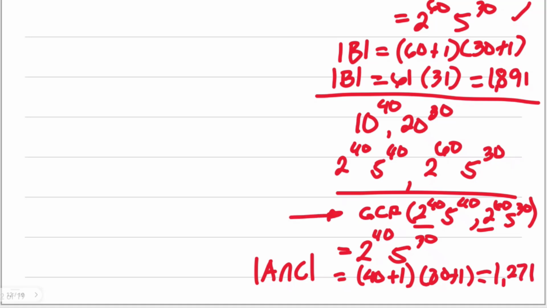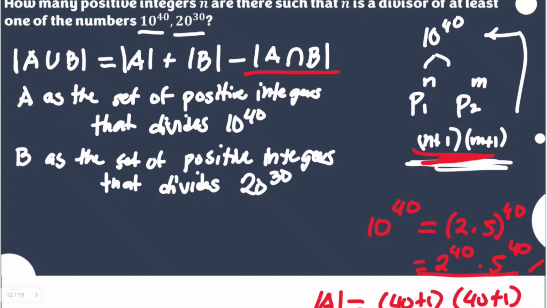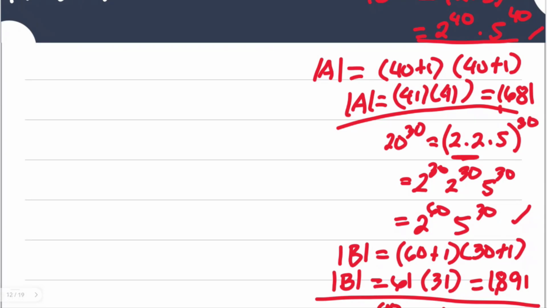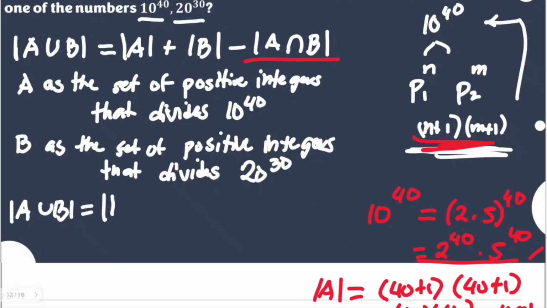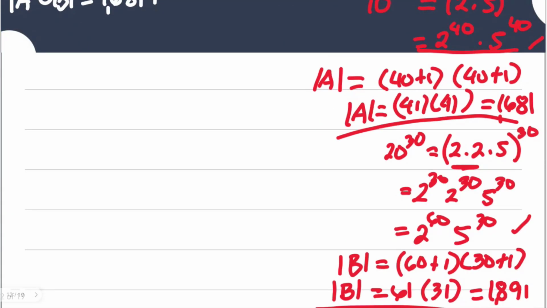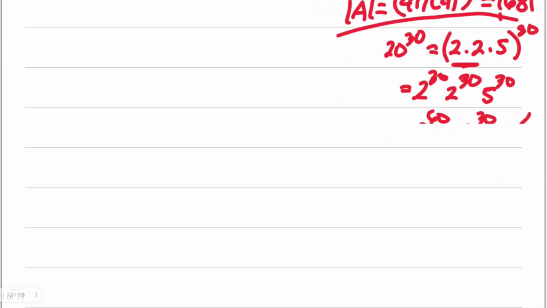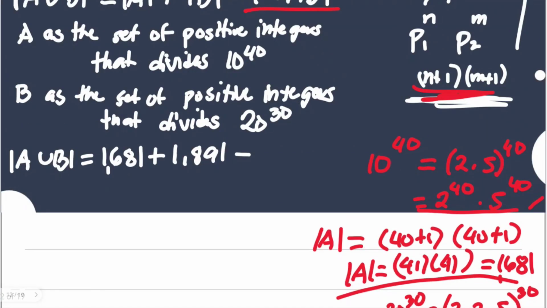So, we are using GCF again to get the intersection, so that we can take the least possible for both numbers. Okay? So with that now, all of them are given. Let's return here. So this is actually again A union B is equal to the cardinality of your A, which is actually given as 1681. We don't need to use cardinality. 1681 plus the second is 1891, 1891, and then minus the intersection 1271.